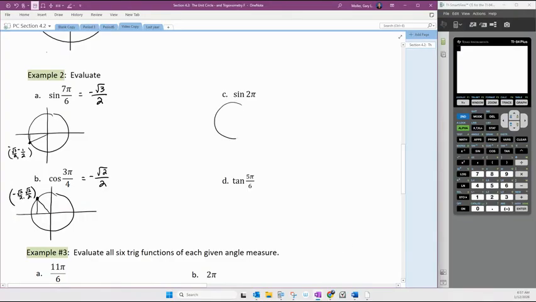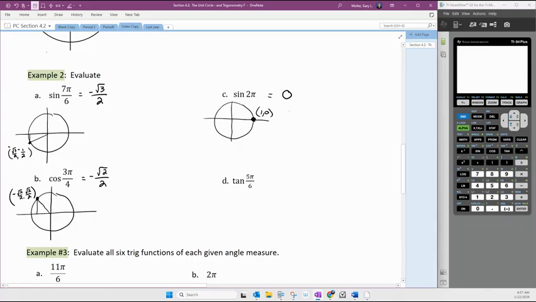Sine of 2 pi, we know that 2 pi wraps all the way around the circle, and so we're sitting right here. And we know this is the point with an x value of 1 and a y value of 0. And so the sine of 2 pi is simply the y value, which is 0.